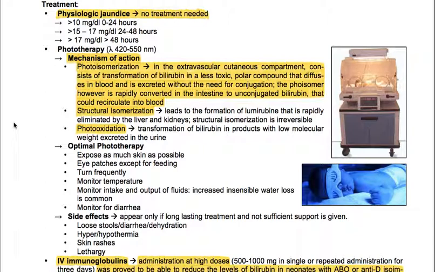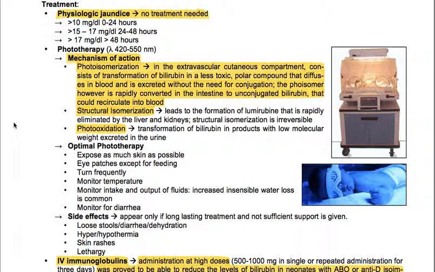Phototherapy mechanism of action can have photoisomerization in the extravascular cutaneous compartment, which consists of transformation of bilirubin into a less toxic polar compound that diffuses in blood and is excreted without the need for conjugation. The photoisomer, however, is rapidly converted in the intestine to unconjugated bilirubin that could recirculate into blood.